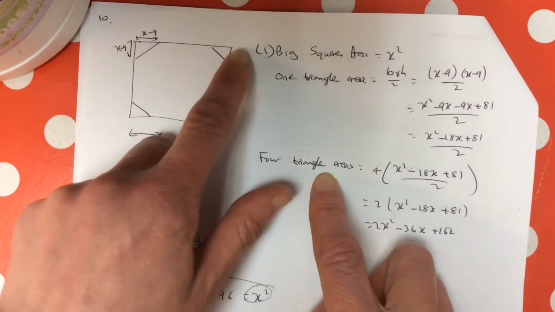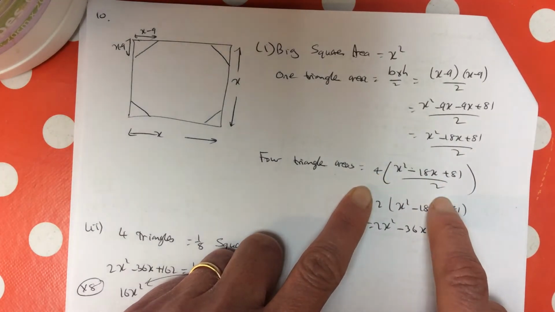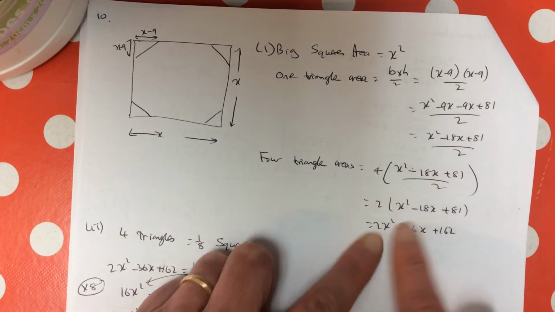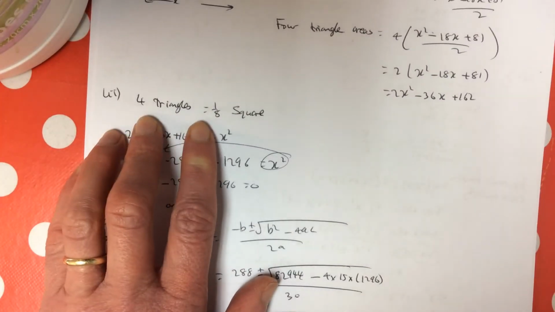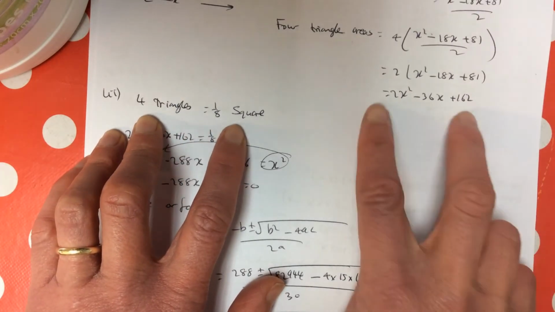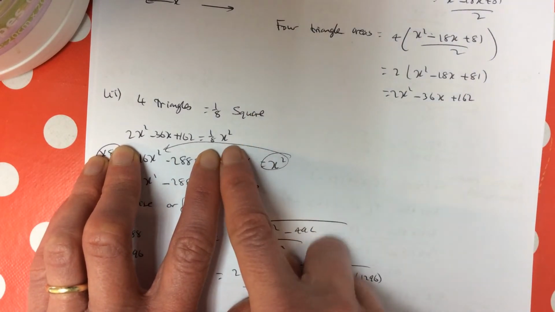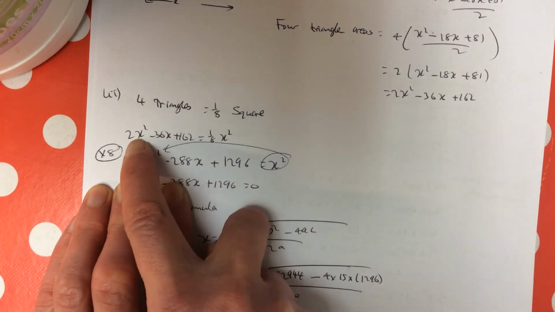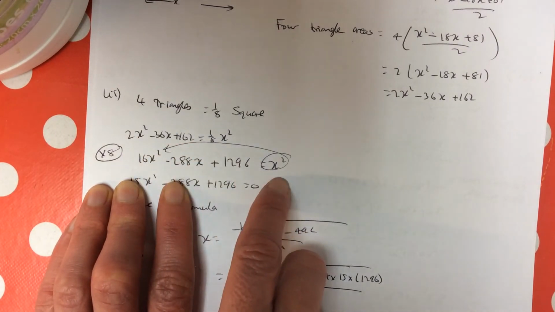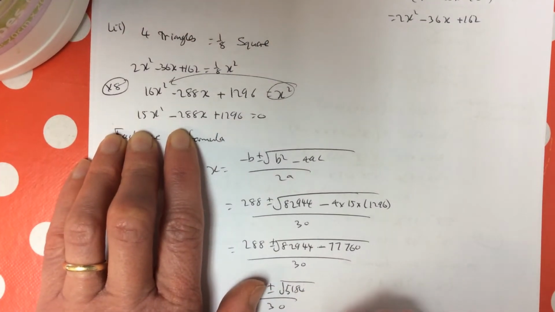I want 4 of these triangles. So I took this answer here and times it by 4. 4 over 2 cancels to give you a 2, then times through your bracket. You're told in the second bit of this, the 4 triangles equals 1/8 of the square. So here's my 4 triangles. And my square is x squared from up the top of the page. I multiplied everything by 8 to go to that fraction. So times each and everything by 8. Brought that x squared over because it's a quadratic and everything has to be in the same side.